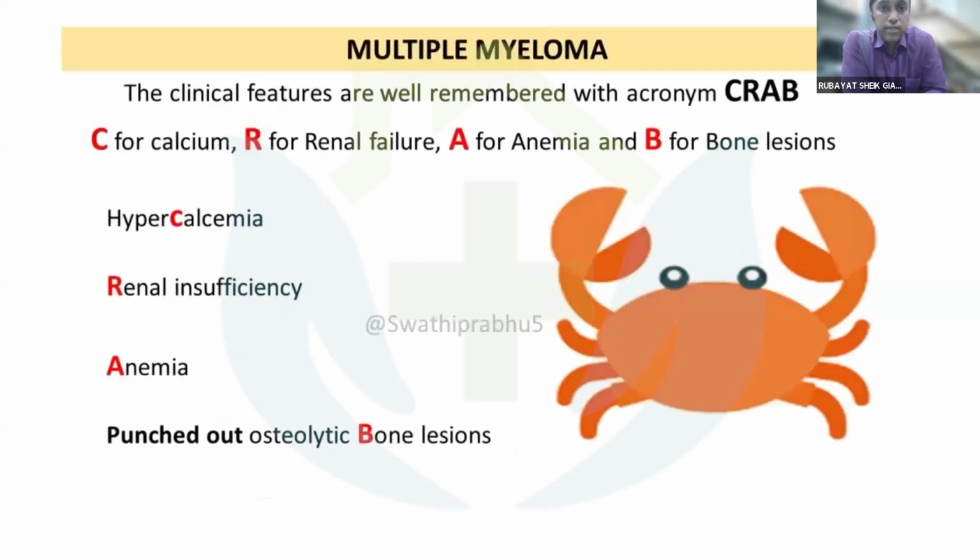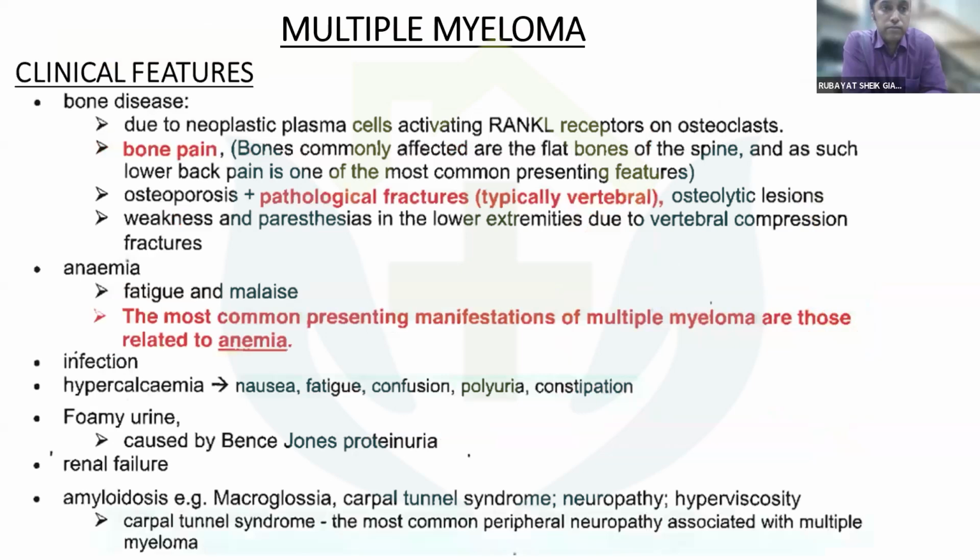This is a very common and very popular acronym for multiple myeloma features, CRAB. C for hypercalcemia, R for renal impairment, A for anemia, B for osteolytic bone lesions. Okay, the typical bone lesions that we see in multiple myeloma. So this is a mnemonic to remember the symptoms of multiple myeloma. You will have features of hypercalcemia, features of renal failure, features of anemia, and you will have bone pain. So these are the features.